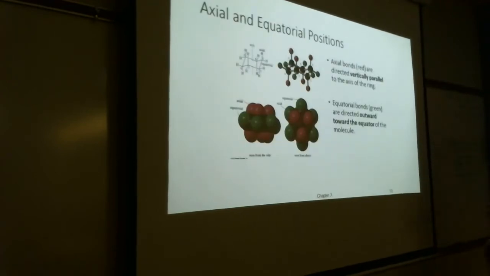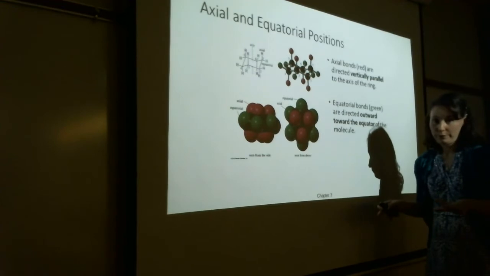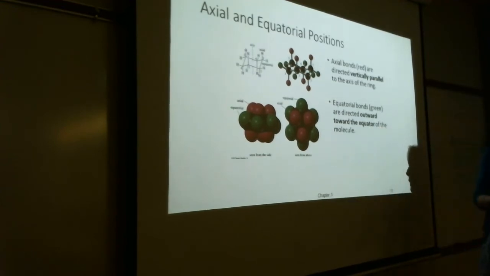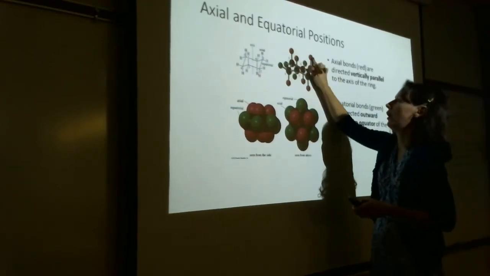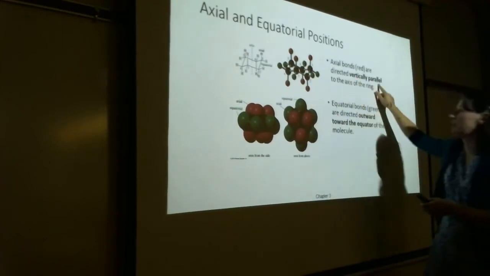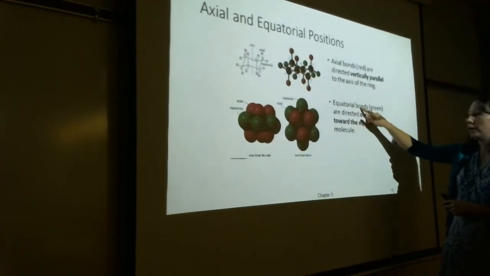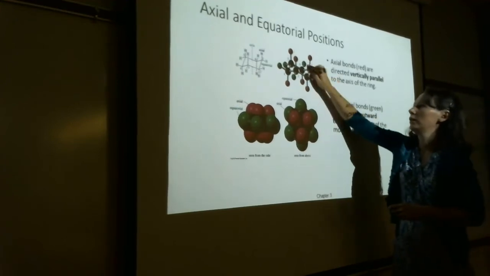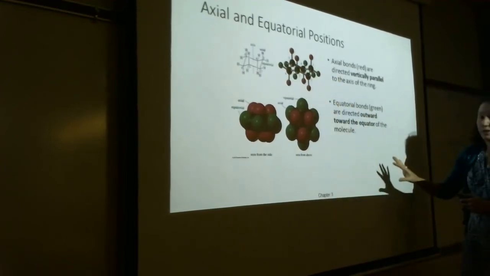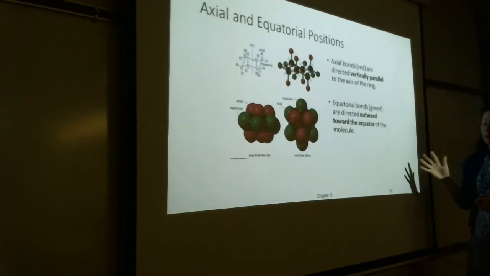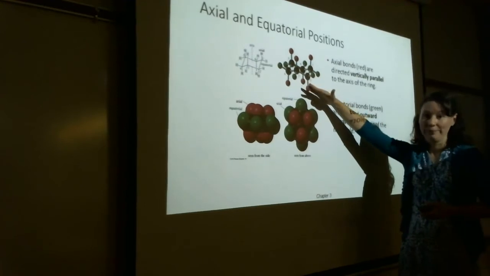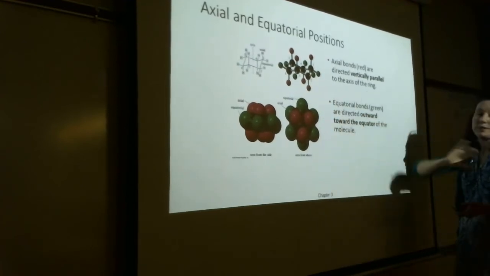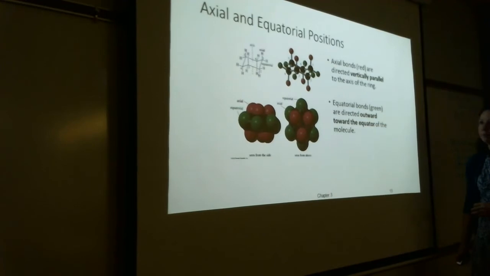Now we need to talk about something that's going to be a big part of this chapter, which is drawing these conformations and identifying axial and equatorial positions. Axial ones, represented in red, are all sticking straight up. They're vertically parallel, whereas equatorial are directed outward. I remember when I was in organic for the very first time, I had a hard time visualizing this and had to break out my model kit to see it. If that's helpful for you, definitely take advantage of model kits.